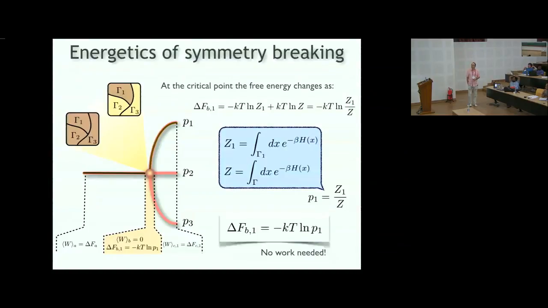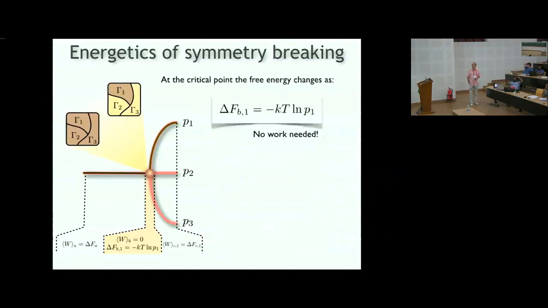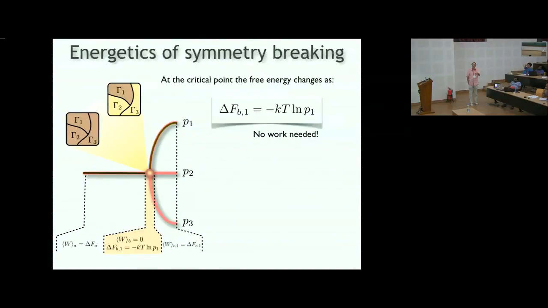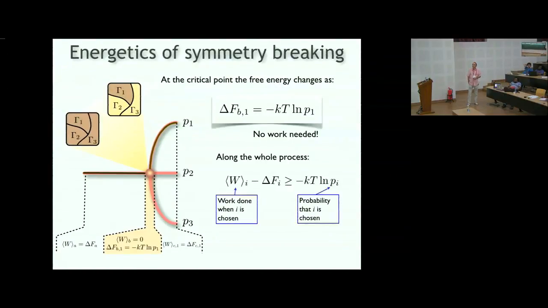Okay, so we get an increase of free energy. This is positive because P is less than 1. You have an increase of free energy for free, if you like. For free? Well, for free, but with an increase of the macroscopic uncertainty, which is the uncertainty of in which region the system is. And we have this formula.